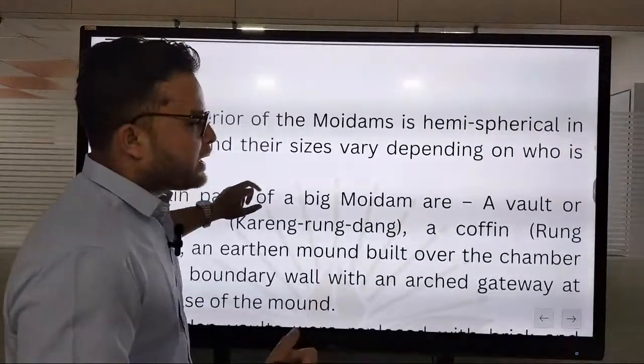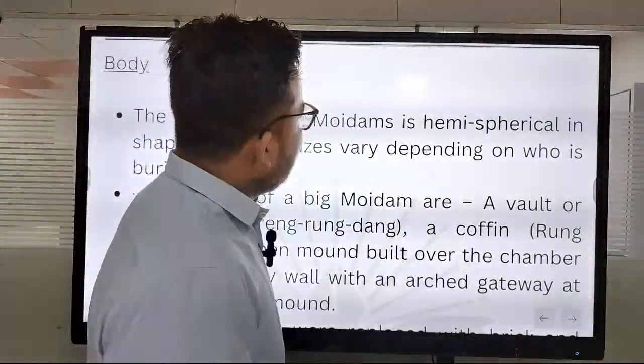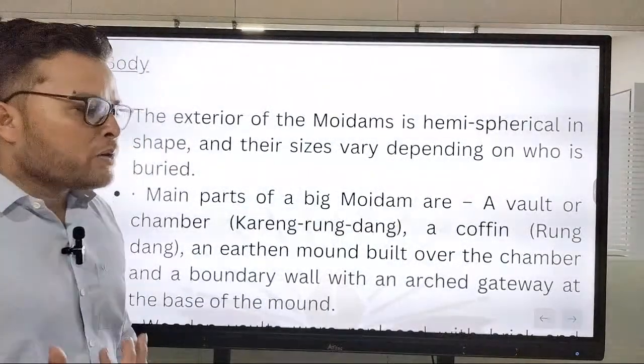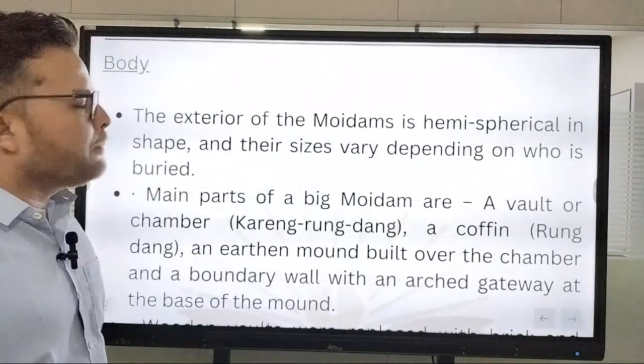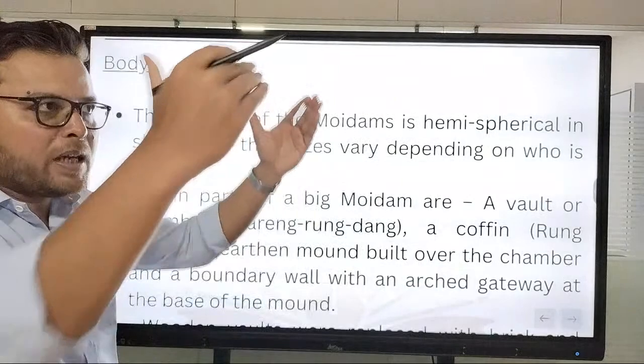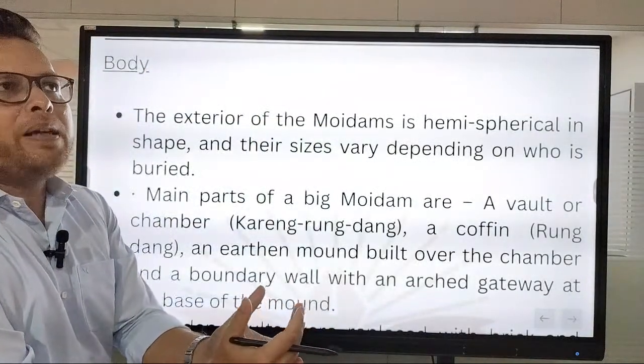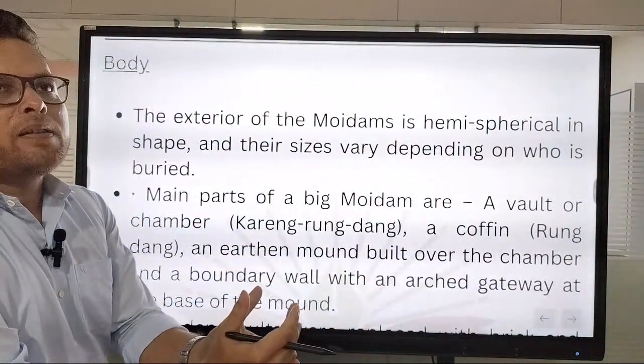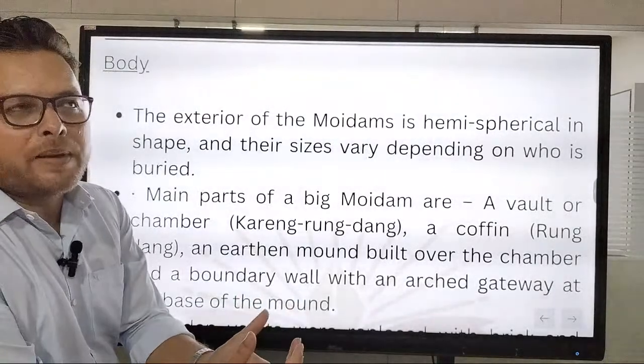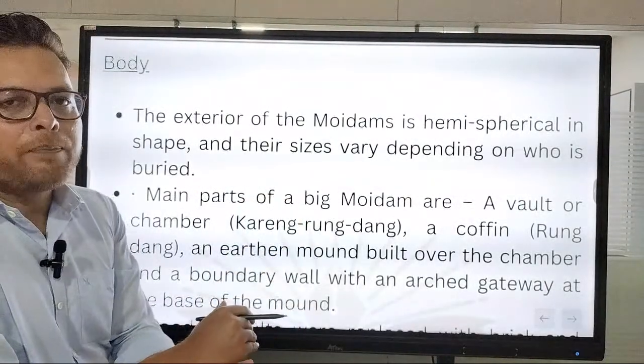Now, let's talk about the architecture. The body of the Moidams, like most of us know, is hemispherical in shape. The exterior part of the Moidam is hemispherical, something like a stupa, you can say. I will come to the stupa.